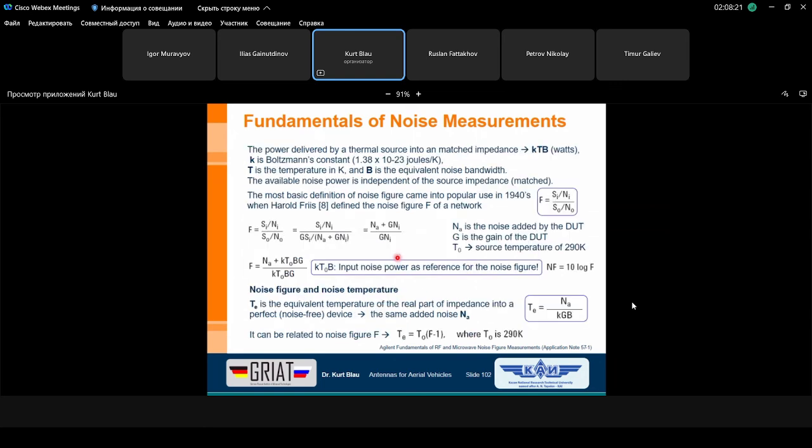So this is the last slide in our lecture today. The power delivered by a thermal noise source into a matched impedance is shown here. This is the Boltzmann constant. This is the environmental temperature given in Kelvin, large T, and large B is the bandwidth. And this product has the dimension of watts.